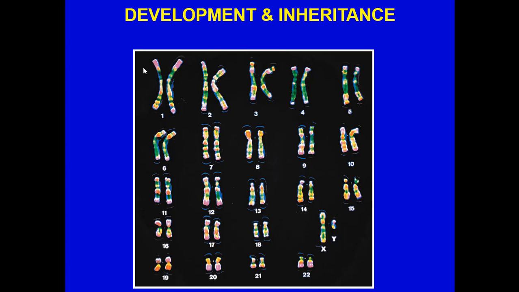But when we get to X and Y, look at the difference. Y is this teeny weeny little guy. X is this bigger one. Females would have two X's. Boom, boom. A male has an X and a Y. They have very different genes on each one of them.